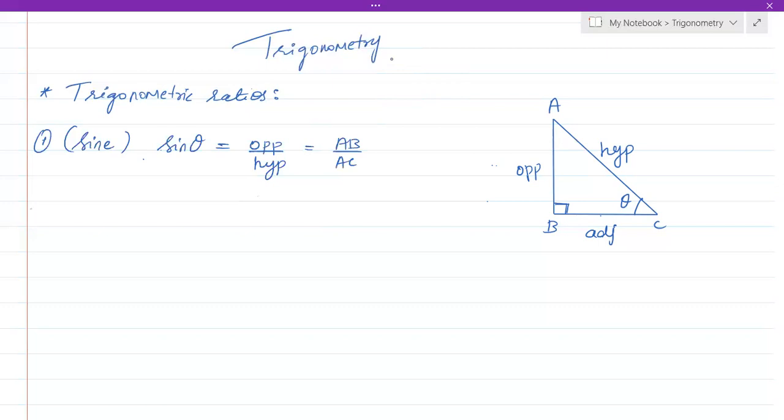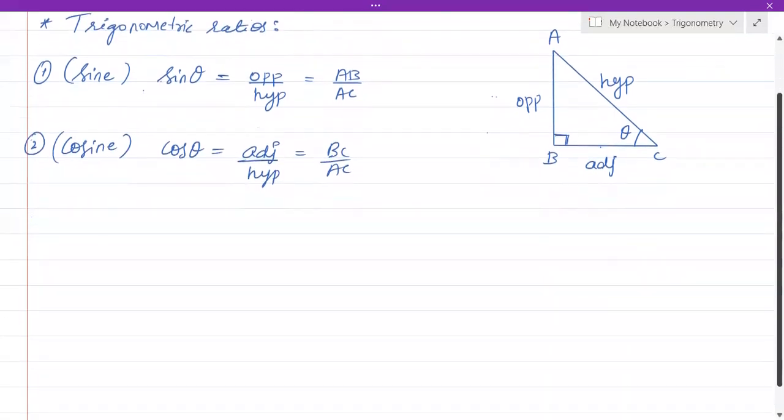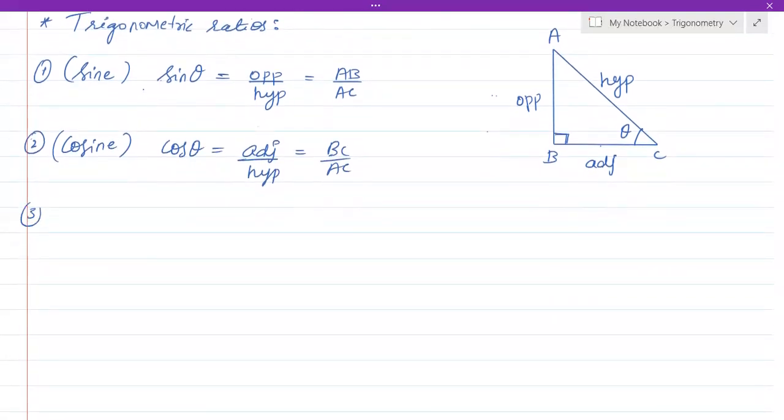Now the next one: if we are comparing the adjacent side with the hypotenuse, we call it cosine theta. The full name is cosine, but we write it as cos theta. Cos theta always compares the adjacent side with the hypotenuse. So in this figure, it is BC by AC. Let's get into the next one. If you observe, we have compared opposite with hypotenuse and adjacent with hypotenuse. Let's compare the remaining, opposite and adjacent.